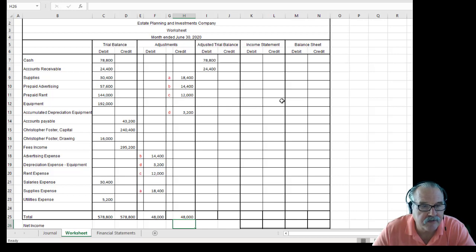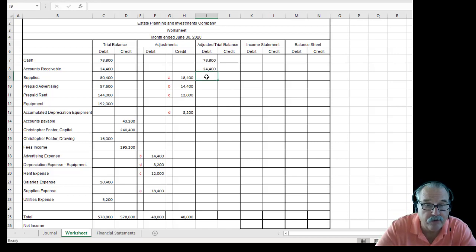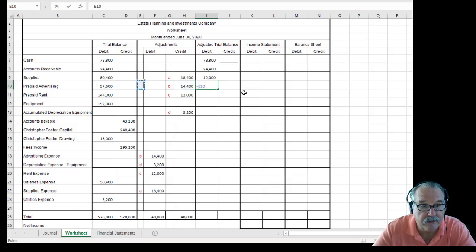So the next step is to prepare adjusted balances. Cash and accounts receivable didn't change, so I just brought those over. Supplies, we're going to add the debit, subtract the credit. Supplies is 12,000. That's how much supplies were on hand.